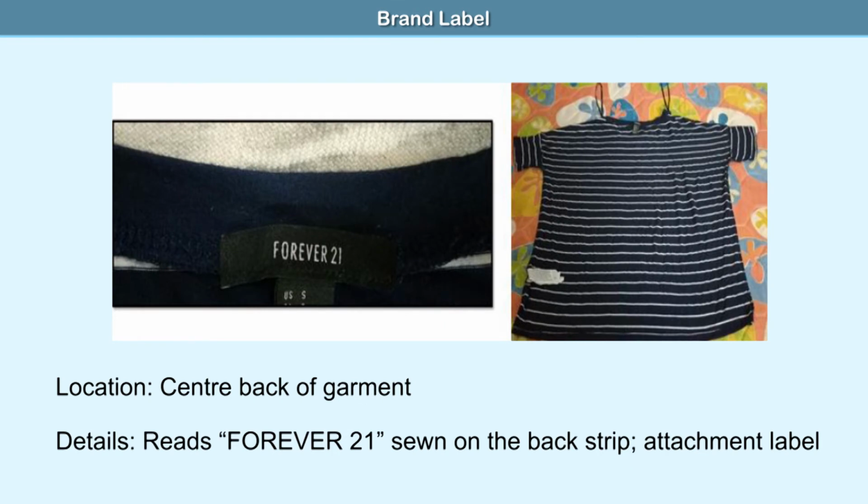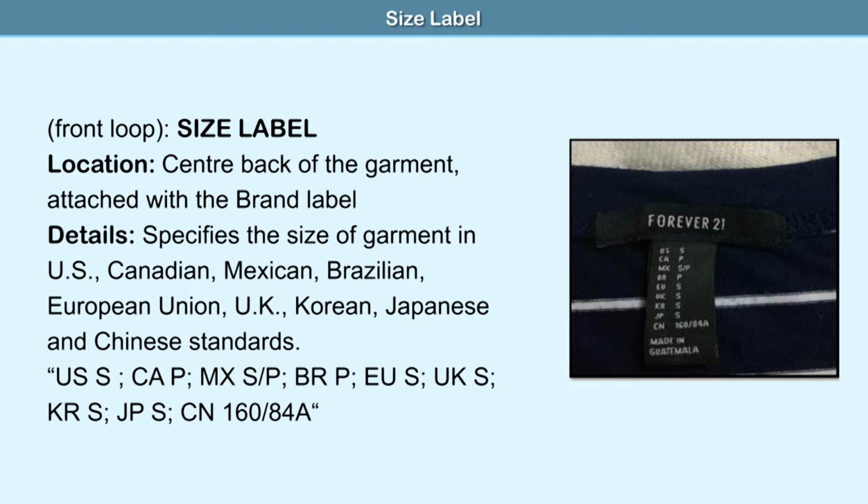There is a brand label. The location is at the center back of the garment and the detail reads Forever 21, that is the brand name, sewn on the back strip, that is an attachment label. This is a size label. The location is at center back of the garment attached with the brand label. The details specify the size of garment in US, Canadian, Mexican, Brazilian, European Union, UK, Korean, Japanese and Chinese standards.